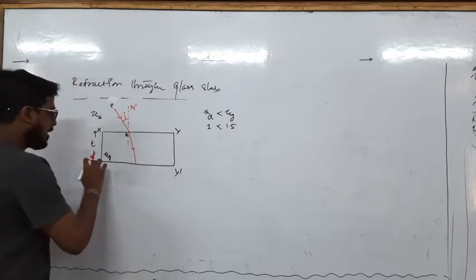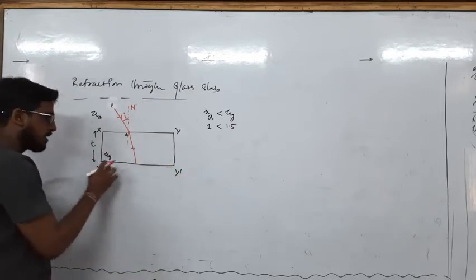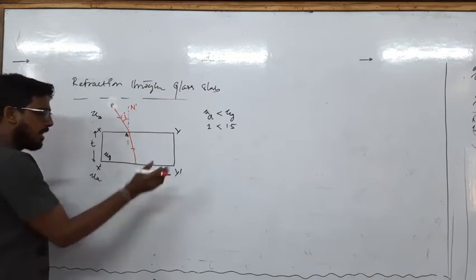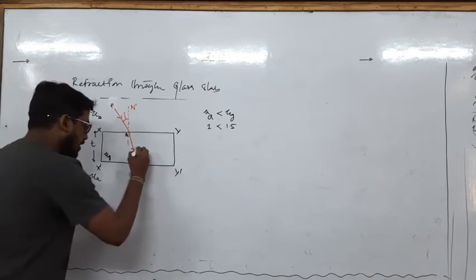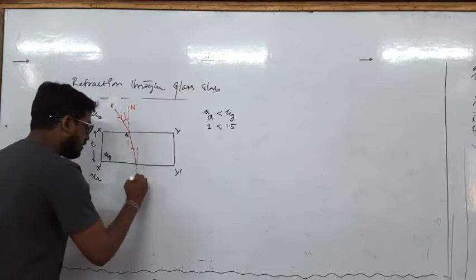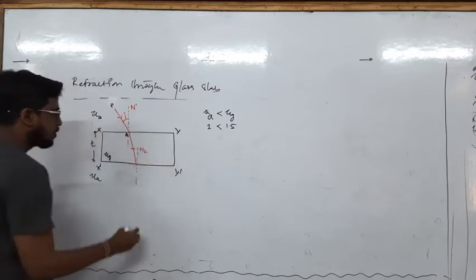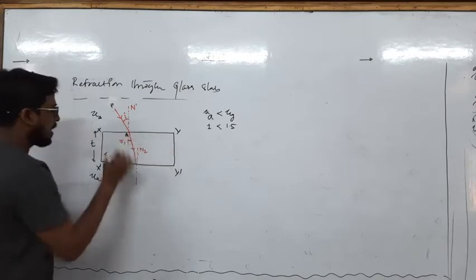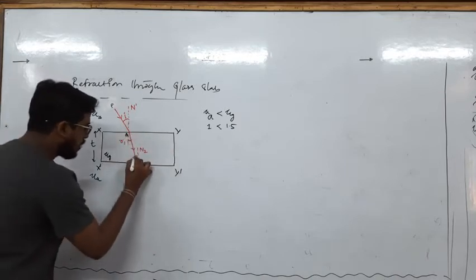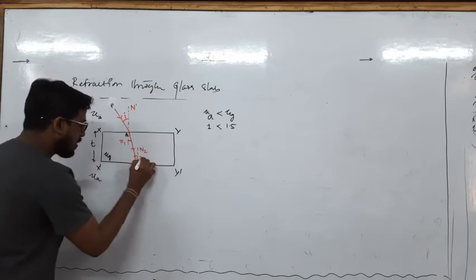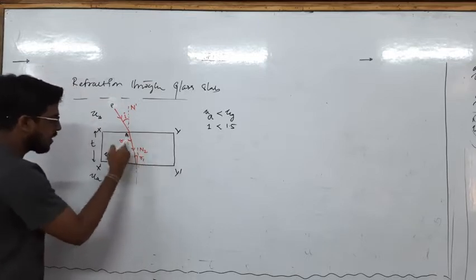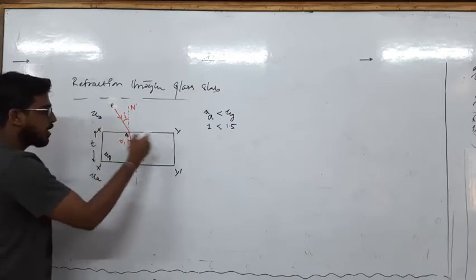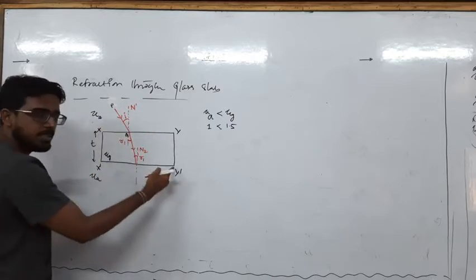Clear? Again at the second interface X dash Y dash, which separates the glass medium from the air medium, let's draw a normal here. Let that be N2. At N2, if this angle is known as the refracted angle R1, similarly this will be the same angle R1. So the R1, which is the refracted angle at the interface XY, will be the incident angle at the interface X dash Y dash.